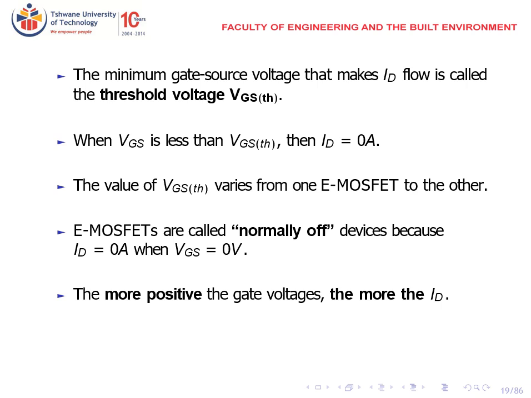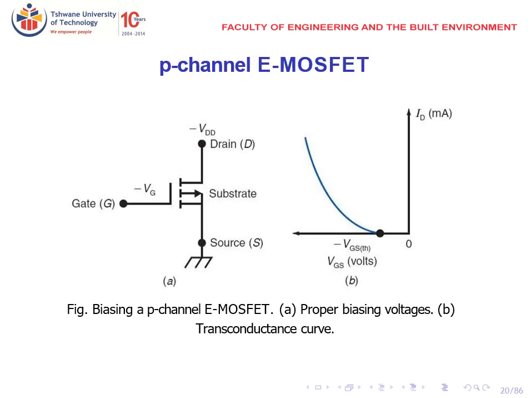When VGS is less than VGS threshold, then ID is equal to 0. The value of VGS threshold varies from one E-MOSFET to another. E-MOSFETs are called normally off devices because ID is equal to 0 when VGS is equal to 0. The more positive the gate source voltage, the greater the ID value.